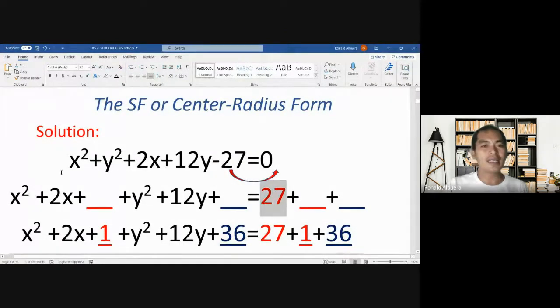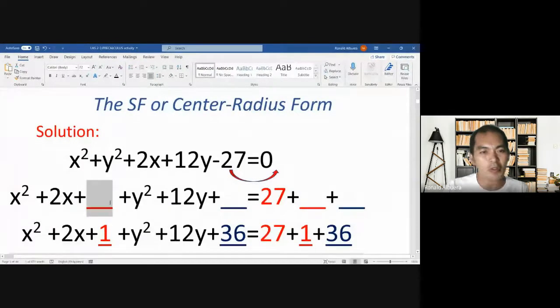Now, how about the left side of the equation? You will complete it to make it a perfect square trinomial. So meaning, trinomial, the terms of the variables x and y. You rearrange it: x squared plus 2x plus blank. Then for y, we have y squared plus 12y plus blank. The first blank for x, there should also be a blank on the right side. Then the second blank for y, there is also a blank on the other side.